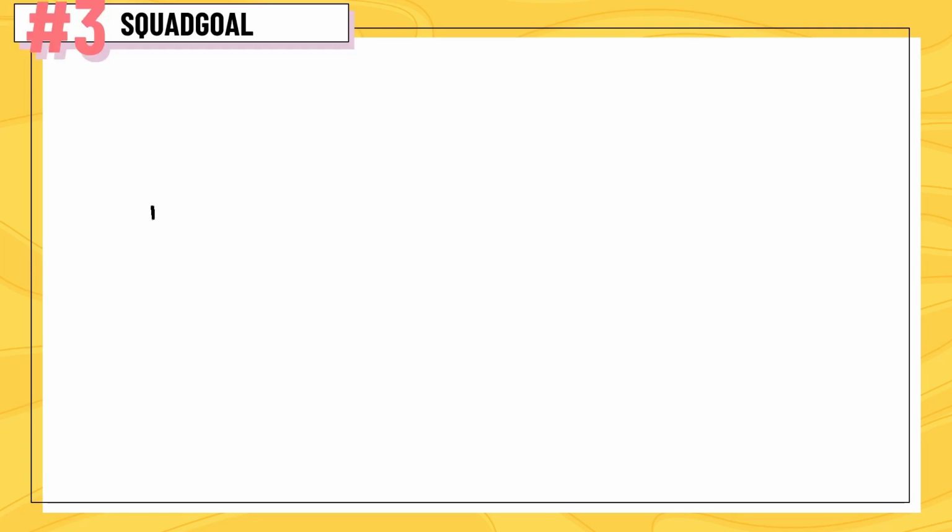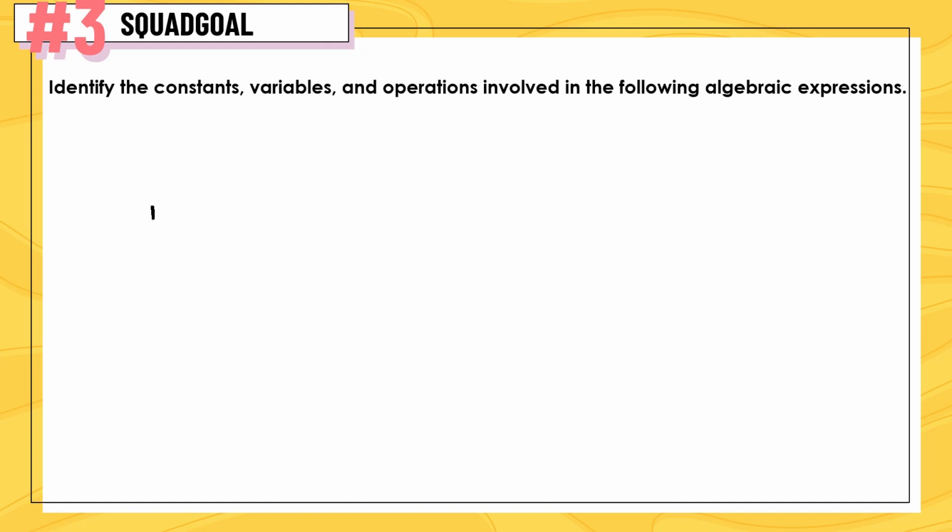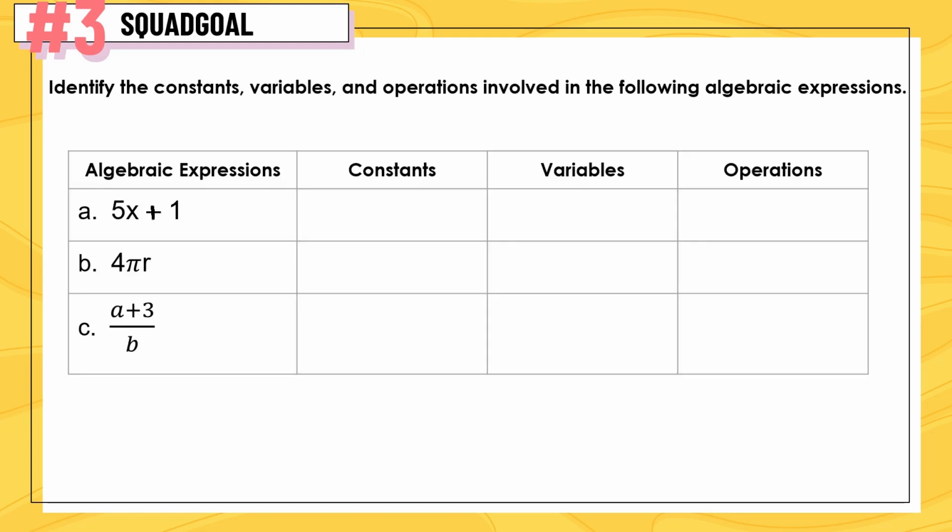There you have it. We have accomplished 2 out of 4 squad goals. Let's have your third squad goal, and that is identifying the constants, variables, and operations of an algebraic expression. That is the direction as well in here. We will identify the constants, the variables, and the operations in these algebraic expressions. Let's have letter A. This one is an example, of course.